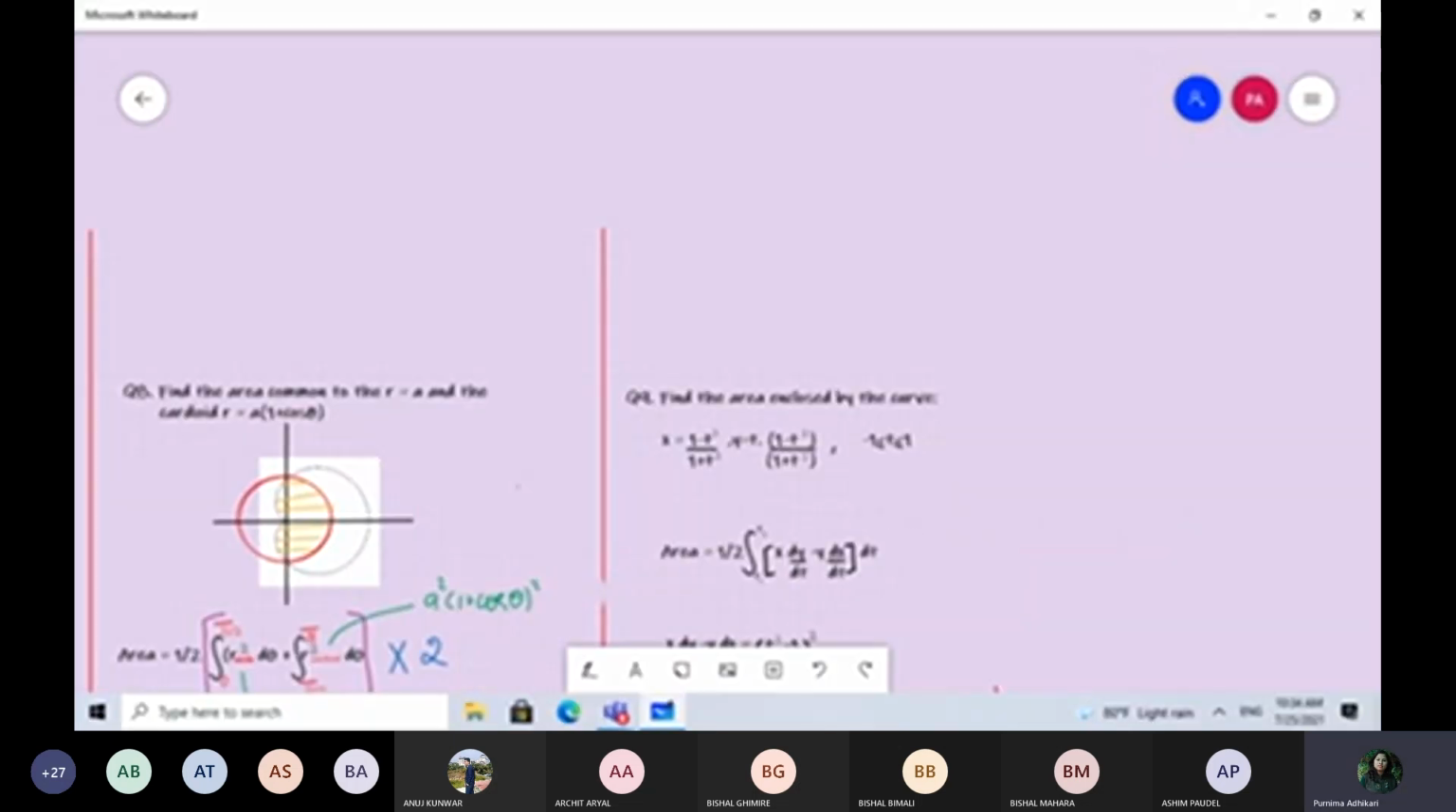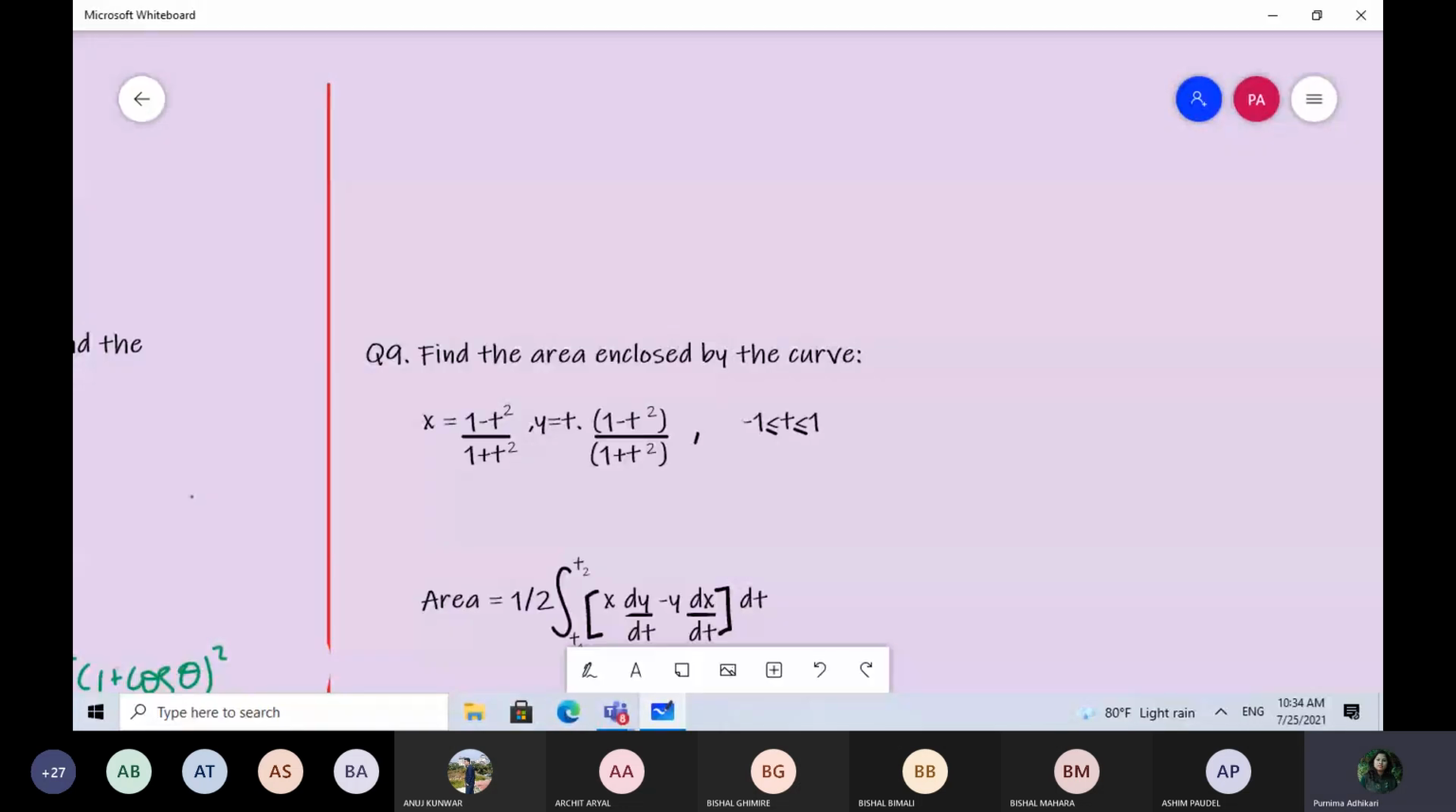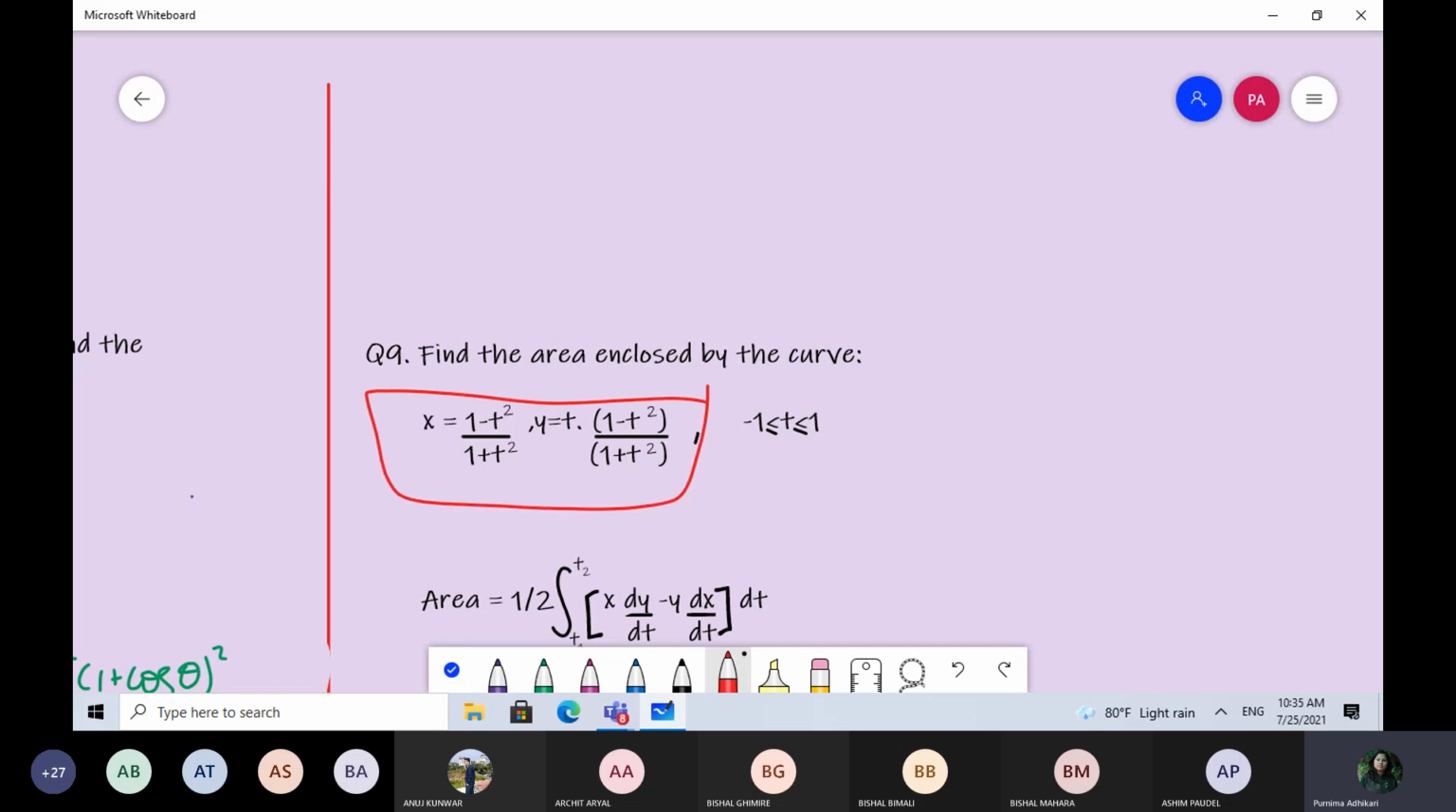In this question, you can see these are parametric functions. x is some function of t, y is some other function of t, and t is ranging from -1 to 1. It's already given, so we need not worry about the limits of integration. We need to find out the area under this curve, using the formula we have just discussed.